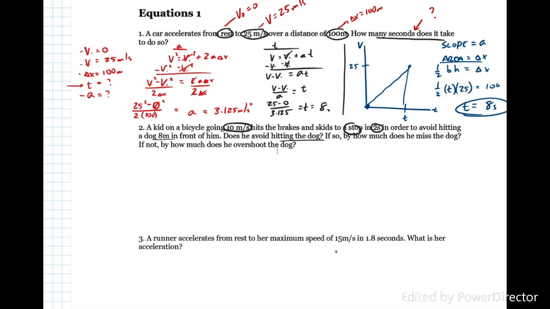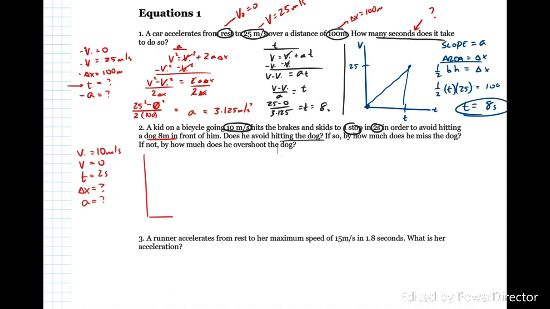So here's the deal. The initial velocity is 10 meters per second. Final velocity is 0 because we're coming to a stop. I'm going to do all that in 2 seconds. This 8 meters is not my displacement. Ultimately, what I'm looking for is my displacement. I want to compare the 8 meters to however far the child goes. So, since I don't have the acceleration here, well, let's do the graph first.